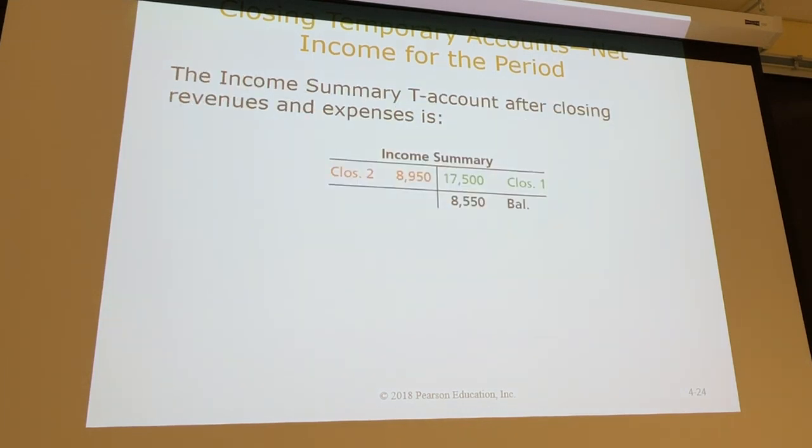Now at this point, if we look at a T account for income summary, it has a credit balance in it of $8,550. That happens to be the amount of net income we have for the period. So that's something that income summary always shows us at this stage, what our net income is for the period.